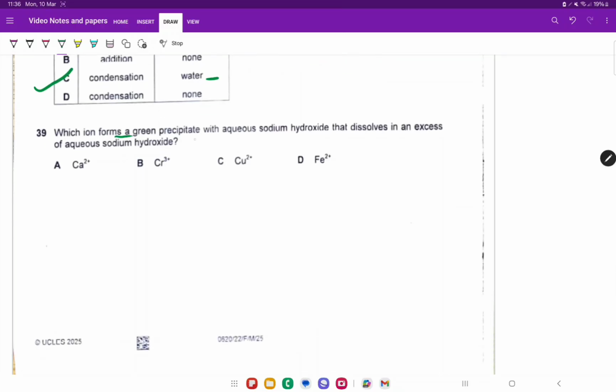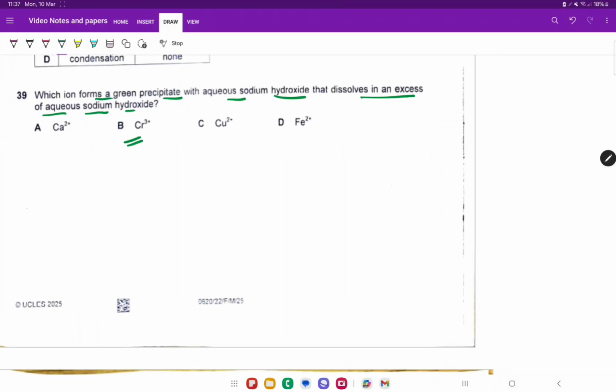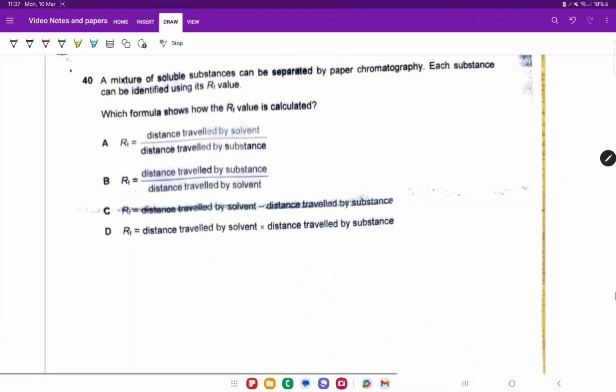Which ion forms a green precipitate with aqueous sodium hydroxide that dissolves in excess of aqueous sodium hydroxide? Green precipitate that dissolves, as we had done in paper 2, that is paper 6 also, chromium. Chromium ions form a green precipitate and on excess they dissolve. The answer is B.